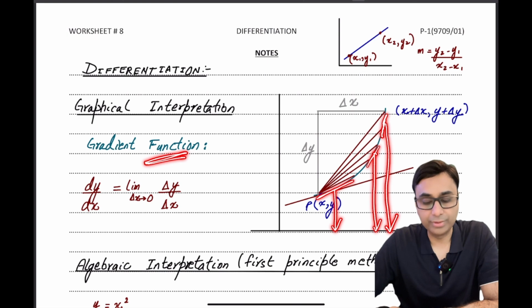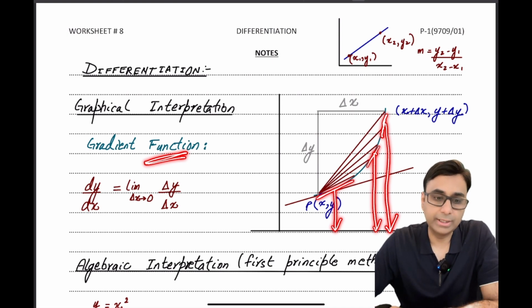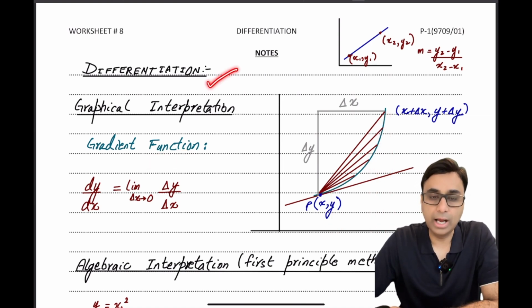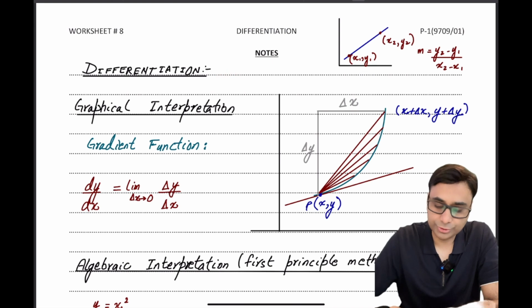So instead of having a single constant value gradient, which is the case with a straight line, here we have a gradient function, which means that every different point will have a different gradient. So the process of differentiation helps us to find out that gradient function. To be able to understand that, first of all, try and have a look at it graphically.